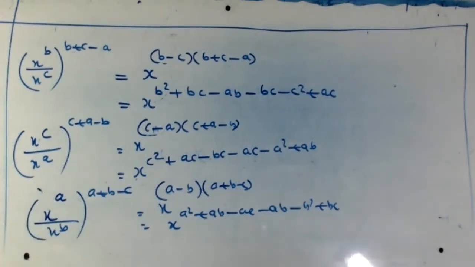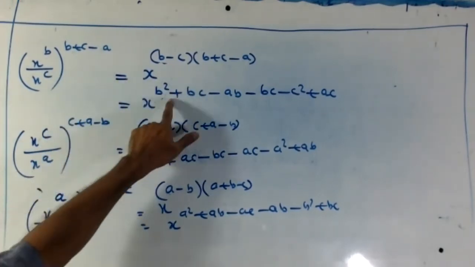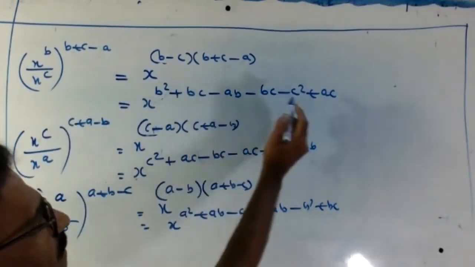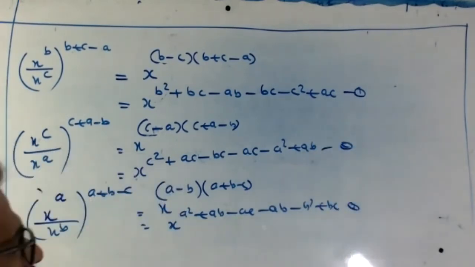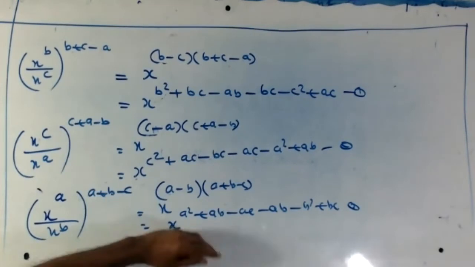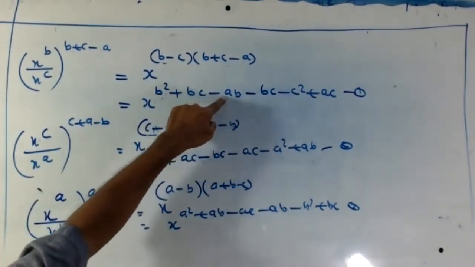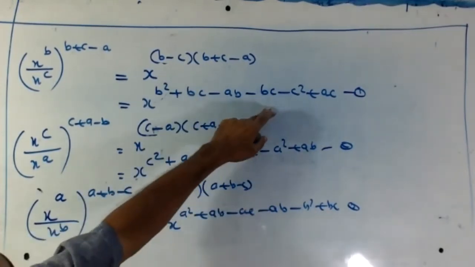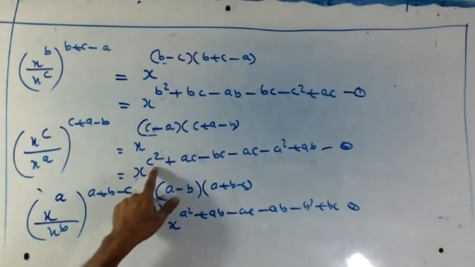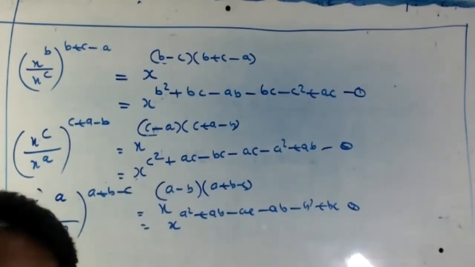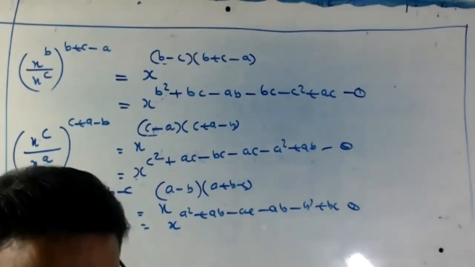Okay. Now what to do? Now you are adding. Look, when we add number one, number two, number three, everything cancels. Look, I don't have space here. That's why this b square cancels with this b square, plus bc cancels, minus ab cancels, minus bc cancels, minus c square and plus c square cancel. Everything cancels. x to 0 equals 1. This is the method. Any other method you did, send me on WhatsApp.